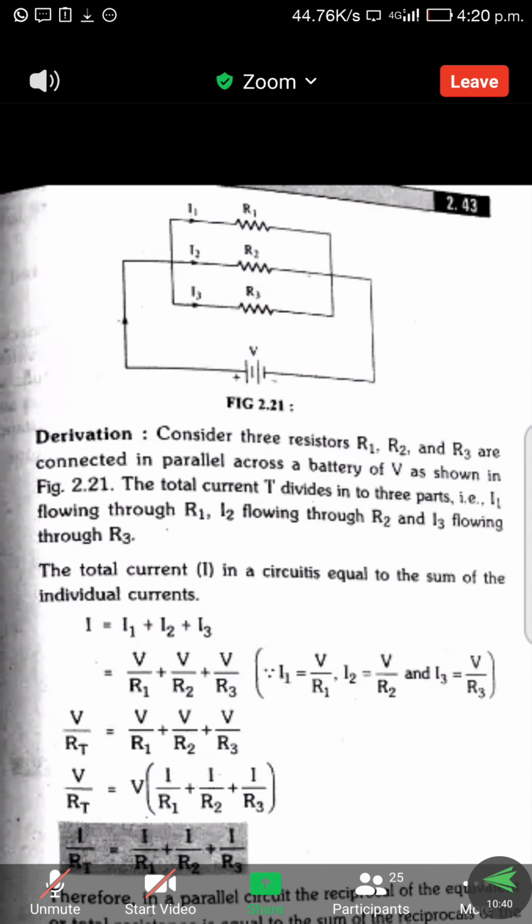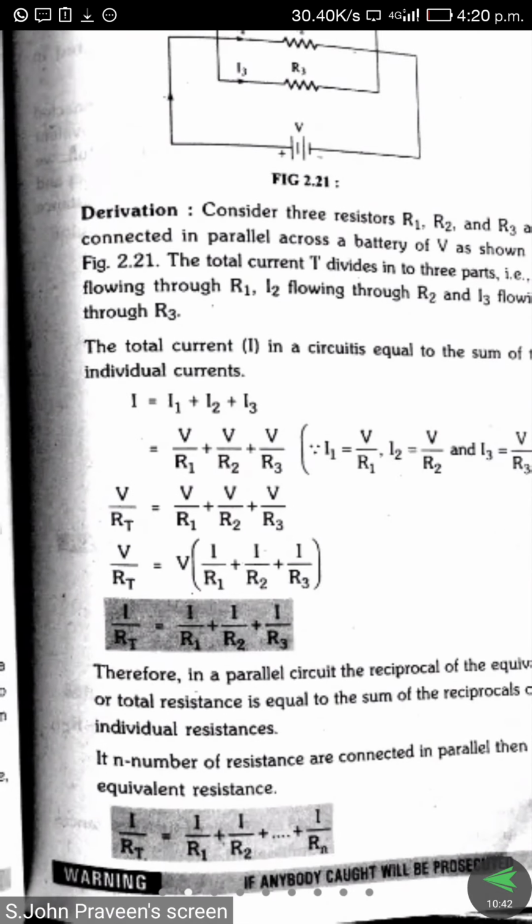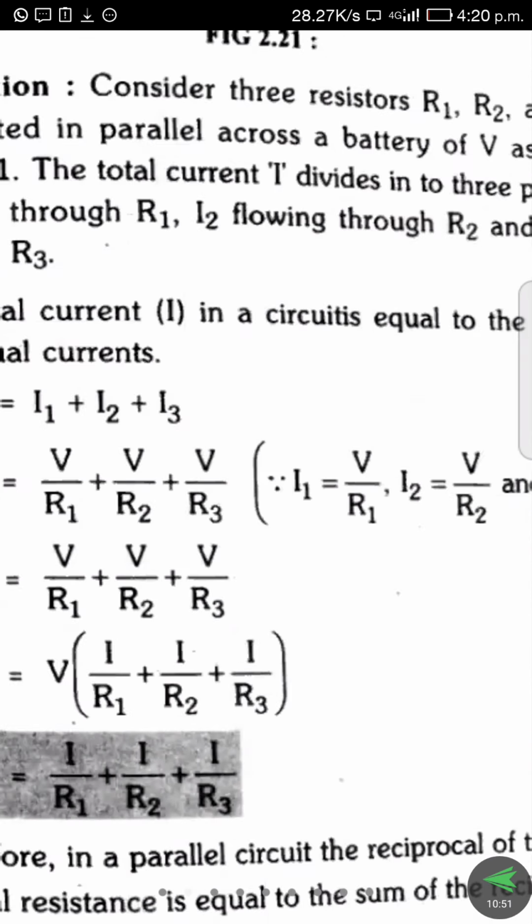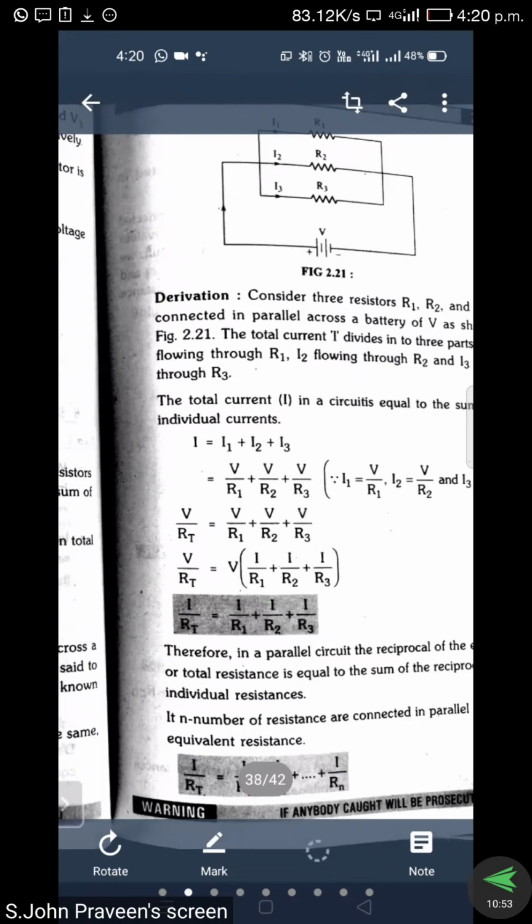Similarly for parallel: how can we define a parallel connection? All similar ends are connected to a common point. You can see in this diagram that R1 first terminal, R2 first terminal, and R3 first terminal are connected to a common point. Similarly, R1 second terminal, R2 second terminal, and R3 second terminal are also connected to a common point. Such connections are called a parallel connection.